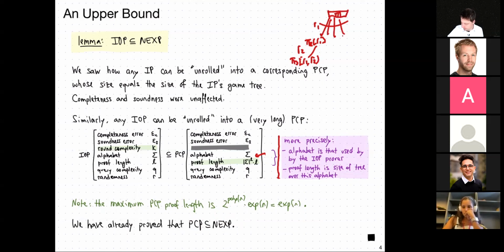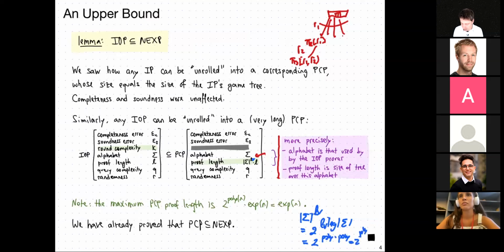I have a question. So where is the 2 raised to poly n factor coming from? That's a good question. So sigma to the L is 2 to the L log sigma, and so yeah, this really should have been the one from the verifier. Sorry about that. I'll make it more precise. And because this is the one from the verifier, this is going to be poly times poly, and that's like 2 to the poly. So good catch. I'll fix it in the slides. I guess I was trying to simplify a bit too much.